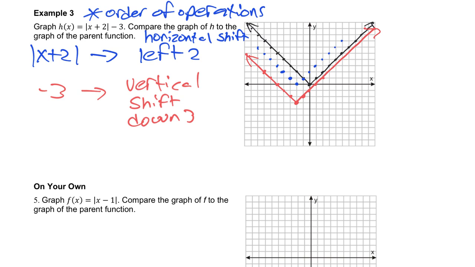So how it compares to the parent function: we had a horizontal shift left 2, then a vertical shift down 3, and then our graph is actually that red one. Now if you need to, use a pencil, and then you can eventually erase those in-between ones. Voila, there you go. All right, I want you to try the next one on your own and then come back, and I will show you what the graph should look like and what you should have for your comparison. So 3, 2, 1, and go.